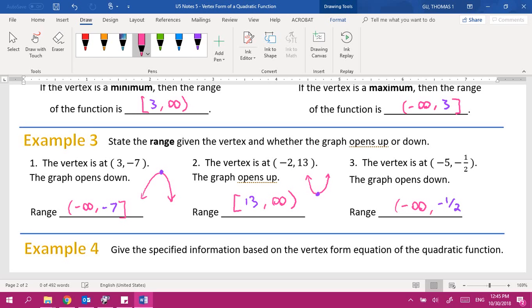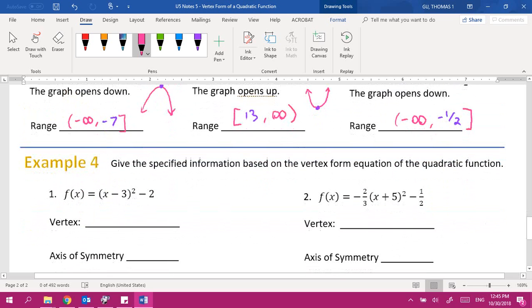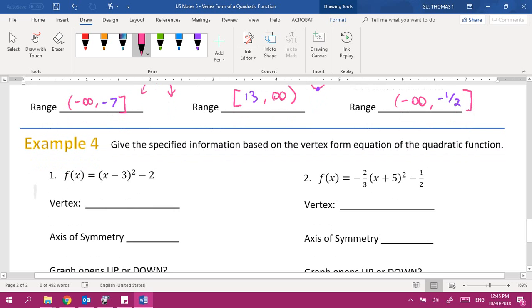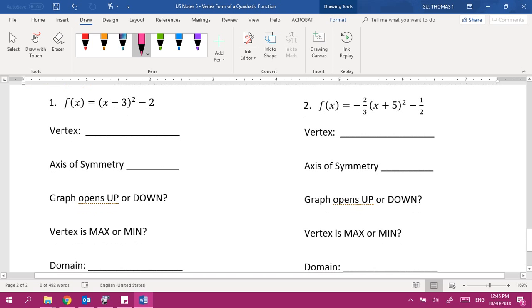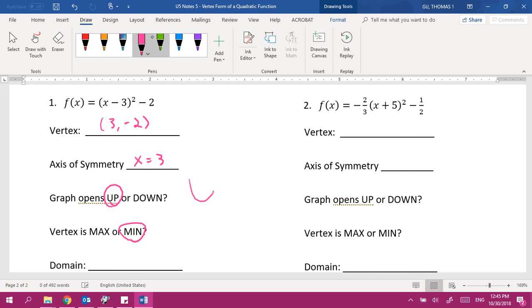Nice. So now we're just going to put it all together in example 4. It wants you to give the specified information based on just the vertex form of the equation of the quadratic function. On number 1, what's the vertex? 3, -2. That's right. If that's the vertex, what is the axis of symmetry? X equals 3, right. Does this graph open up or down? Up. How do you know that? No negative sign on the very outside at the front. So it's going to be a what? Minimum, that's right. If it opens up, it looks like this, and that would be a minimum, because the vertex is down here.